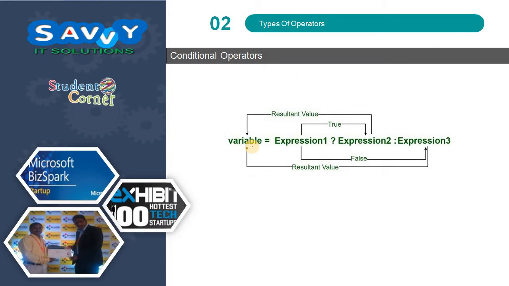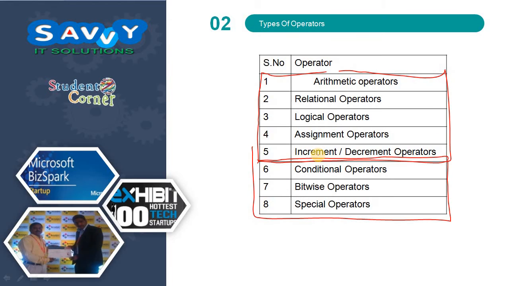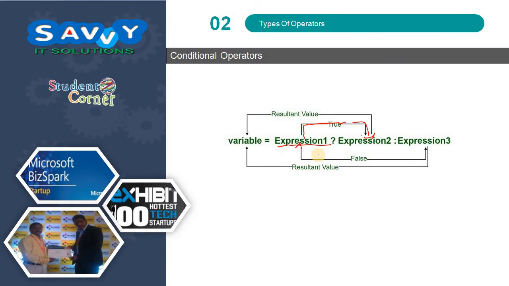If expression 1 is true, then expression 2 will be executed. If expression 1 is false, then expression 3 will be executed. Whichever value it has, expression 2 or expression 3, will be assigned to the variable. This is for C. In C, it is also possible that it is not assigned to a variable. That is also one of the important facts. It will not assign a value.